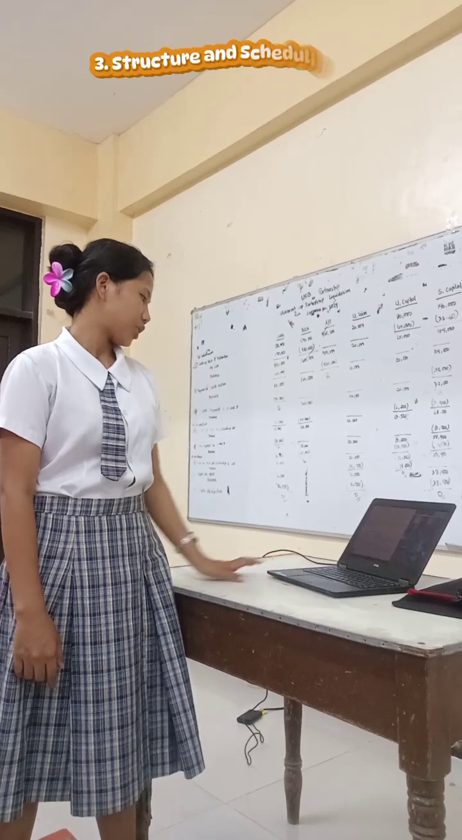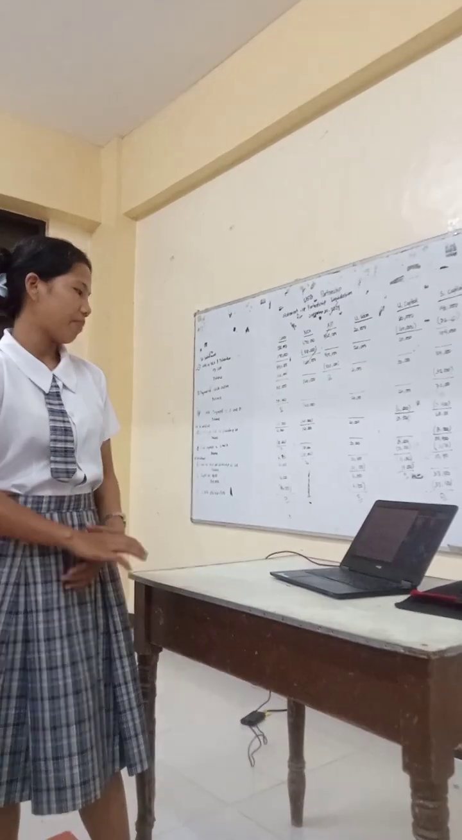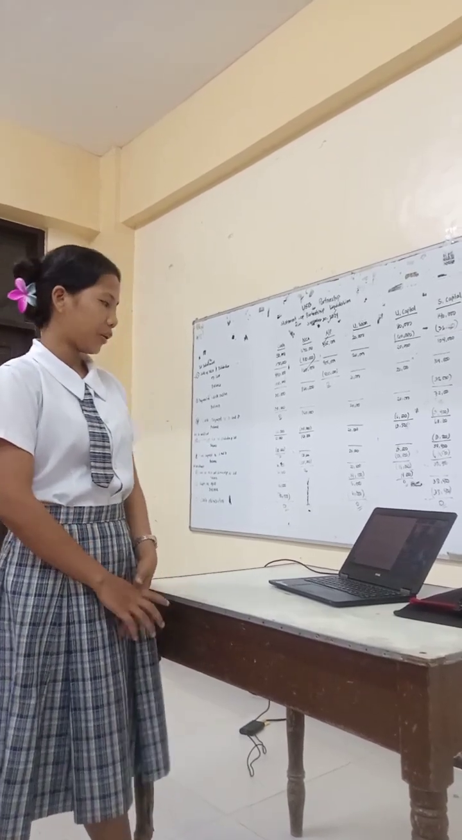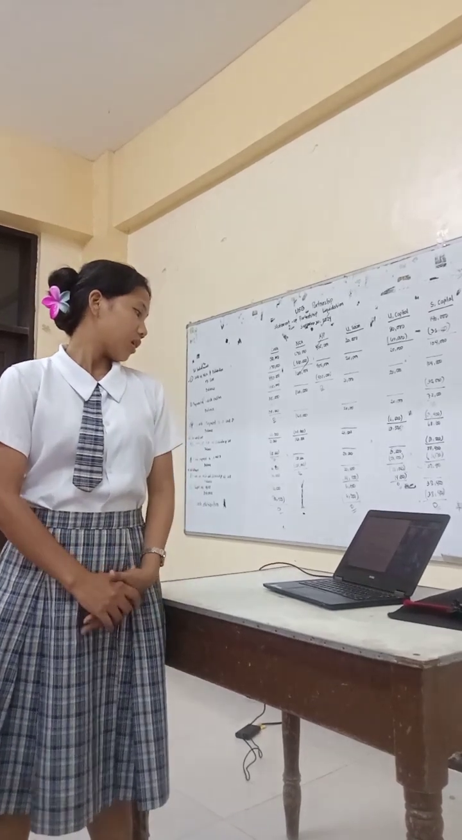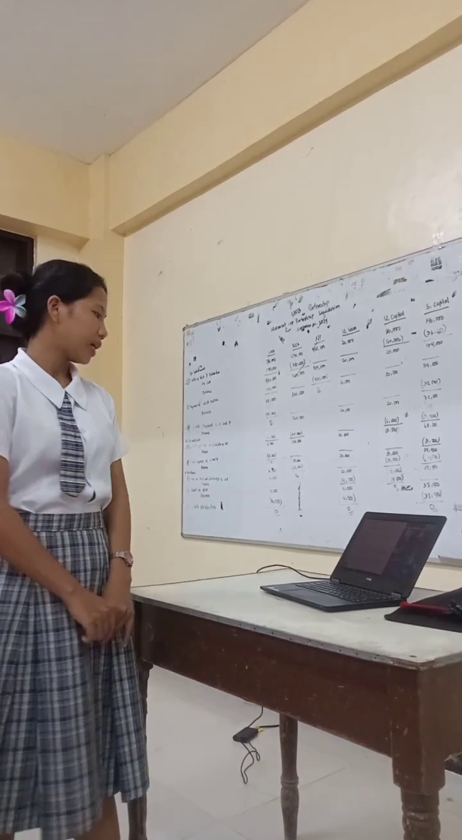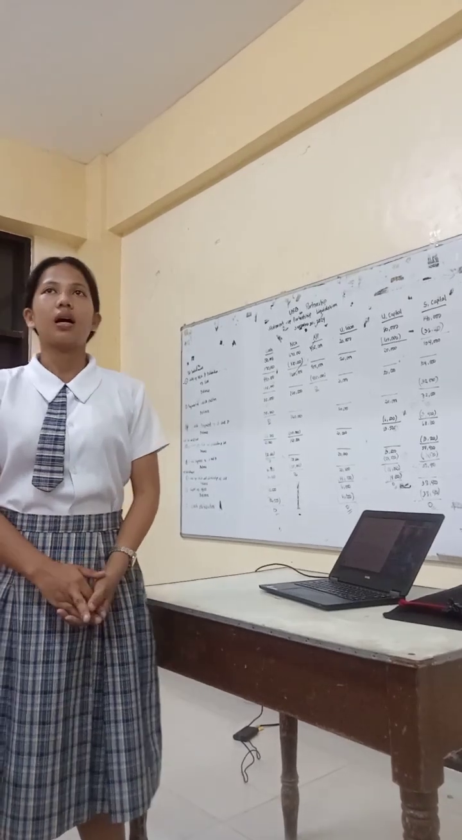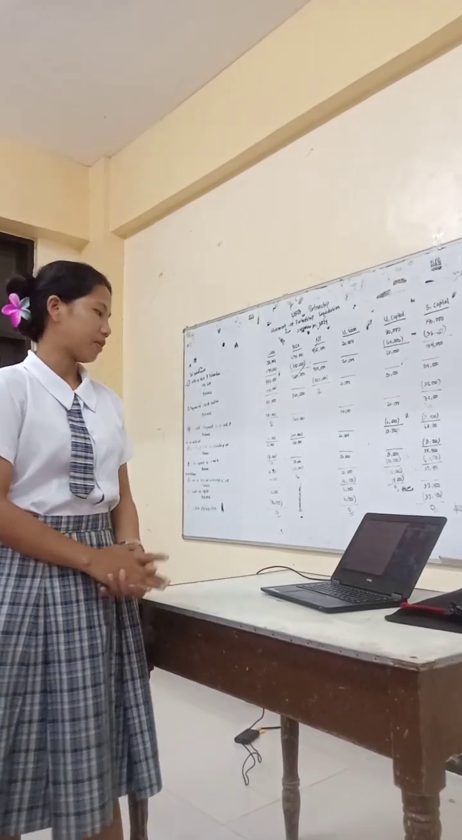And number 3, structure and scheduling. In homeschooling, flexible scheduling is set by the parent, allowing learning at the child's own pace and according to family preferences. So the schedule will be set by the parent, and it depends on the own pace of the child, and also on the family preferences.